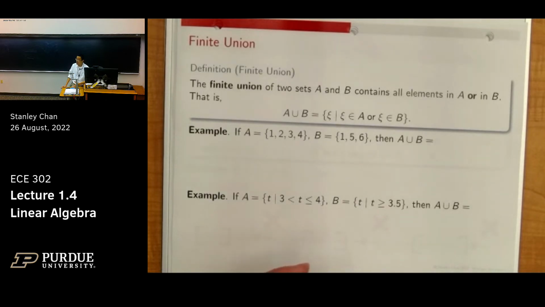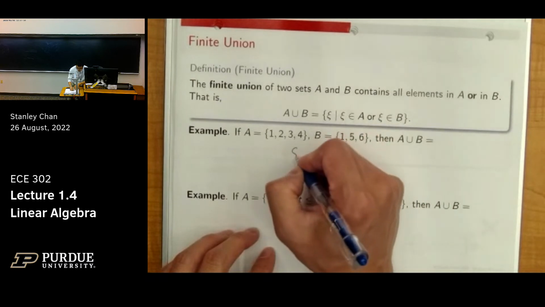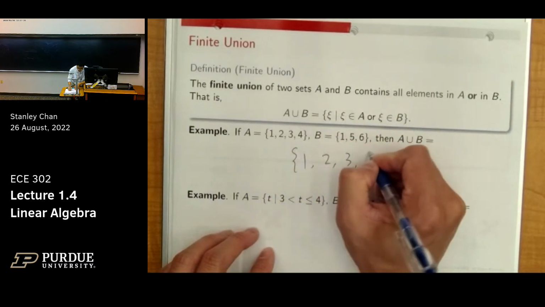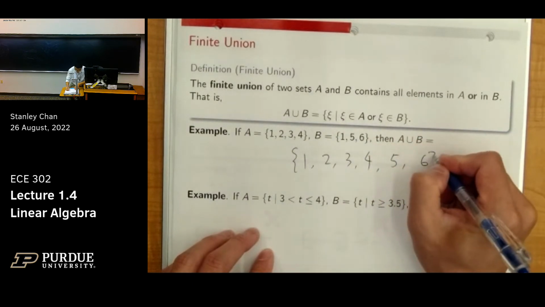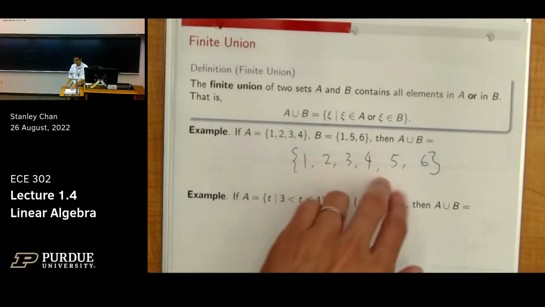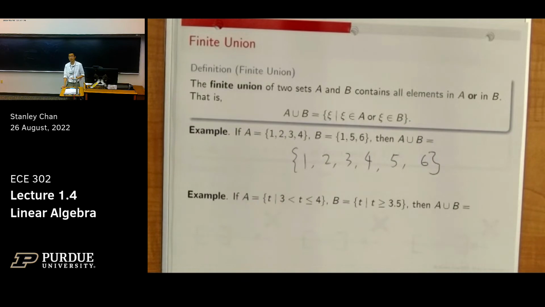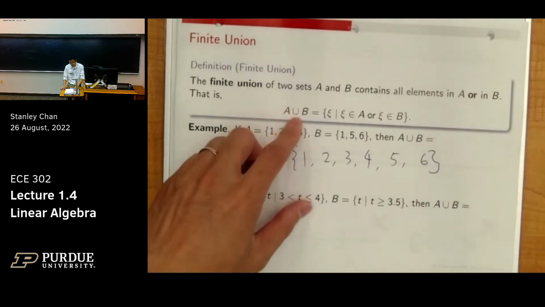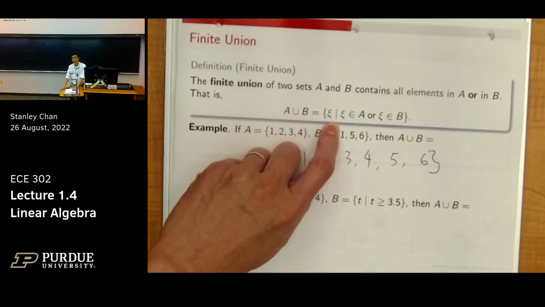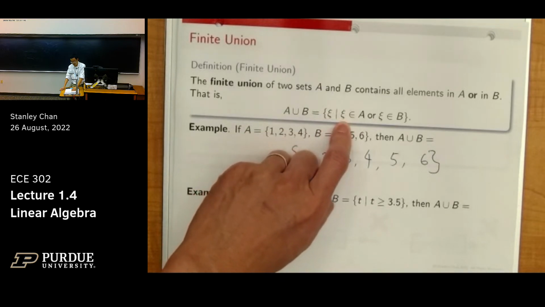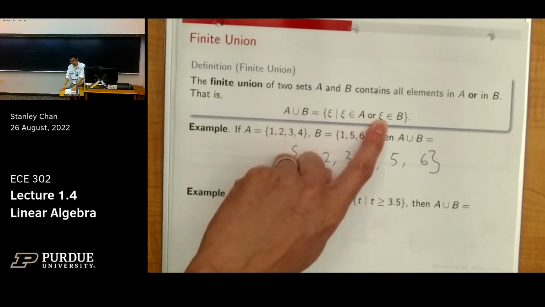Well, it has to be the set that contains both A and B. So it has to be 1, 2, 3, 4, that's coming from A, and B. So 1, 2, 3, 4, 5, 6. So that would be the or. So what is the definition? Let's go back to here. This union of A and B would be the set that contains all the psi, where the psi is in A or the psi is in B.